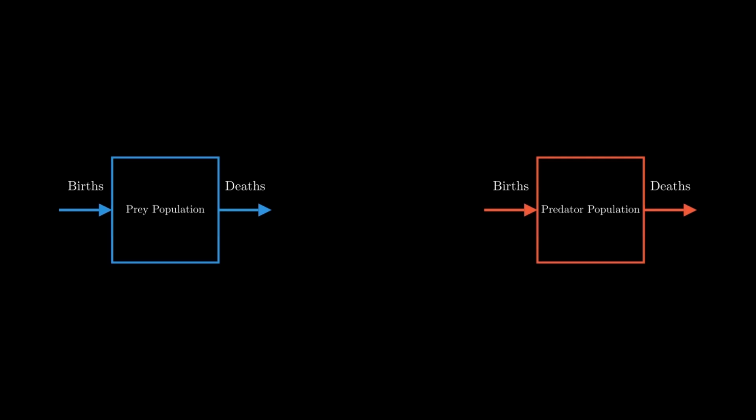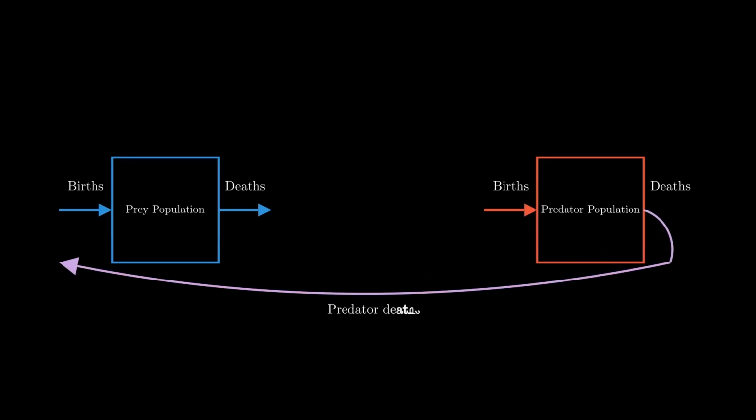To now turn these models into equations, we'll make some further assumptions. Populations increase proportional to their size. Prey are killed at a rate proportional to both their population size and the predator's population size. Predators reproduce at a rate proportional to both their population size and the prey population size. And finally, predators die at a rate proportional to their size.